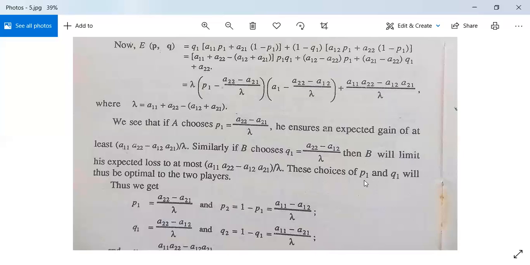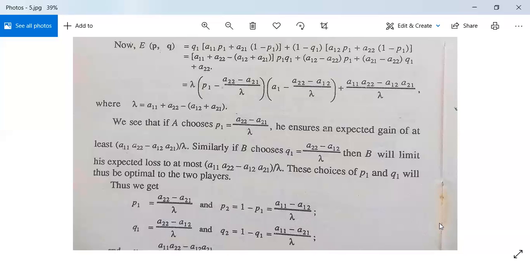These choices of P1 and Q1 will thus be optimal to the two players. यानी कि A का जो मैक्सिमम गेन है ये दिस वन हो रहा है, वही B का मैक्सिमम लॉस है, वो दिस वन हो रहा है, तो ऑप्टिमम हो गया क्योंकि बोथ आर सेम। Thus we get P1 is equal to A22 minus A21 by lambda and P2 will be 1 minus P1. Substitute here the values of P1, so you get A11 minus A12 by lambda.